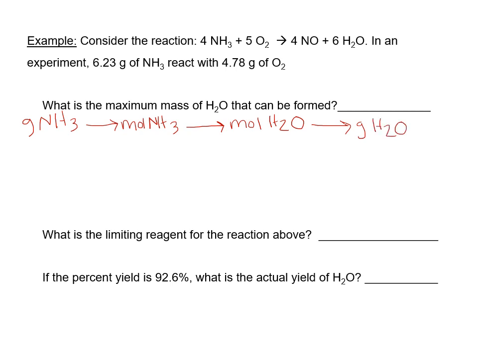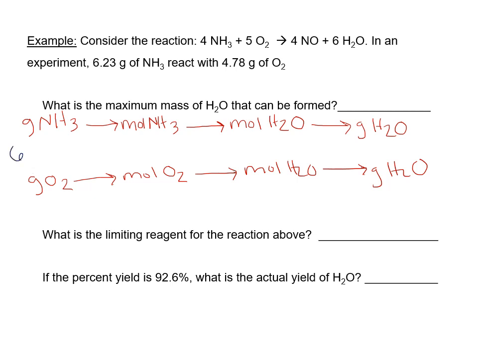I would do the same thing for the other reactant, which is oxygen. So I also need to go from the grams of oxygen, convert it to moles of oxygen, so that I can use the balanced equation to convert to moles of water and then convert to grams of water. Okay, so we start off with what we're given. For NH3, we have 6.23 grams of it. I need to first convert that into moles using the molar mass.